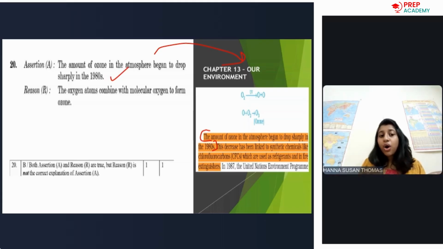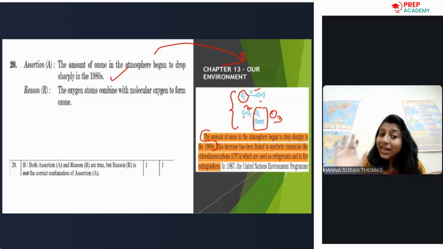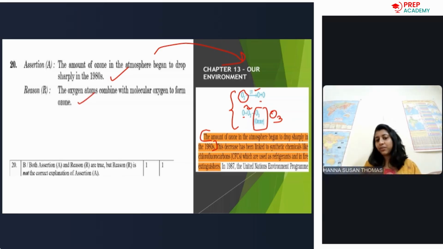What about the reason? The oxygen atoms combine with molecular oxygen to form ozone. Is it true? Let's check. You can see a reaction given here. Oxygen, under ultraviolet rays, splits into oxygen atoms. When one of the oxygen atoms combines with an oxygen molecule, it forms O3, that is ozone. So the statement that oxygen atoms combine with molecular oxygen to form ozone is correct. But there is a catch here.